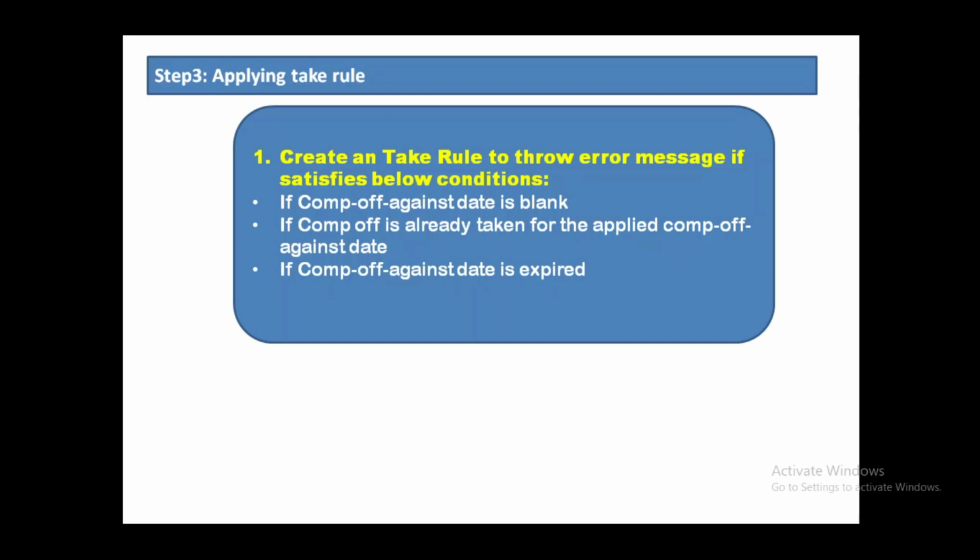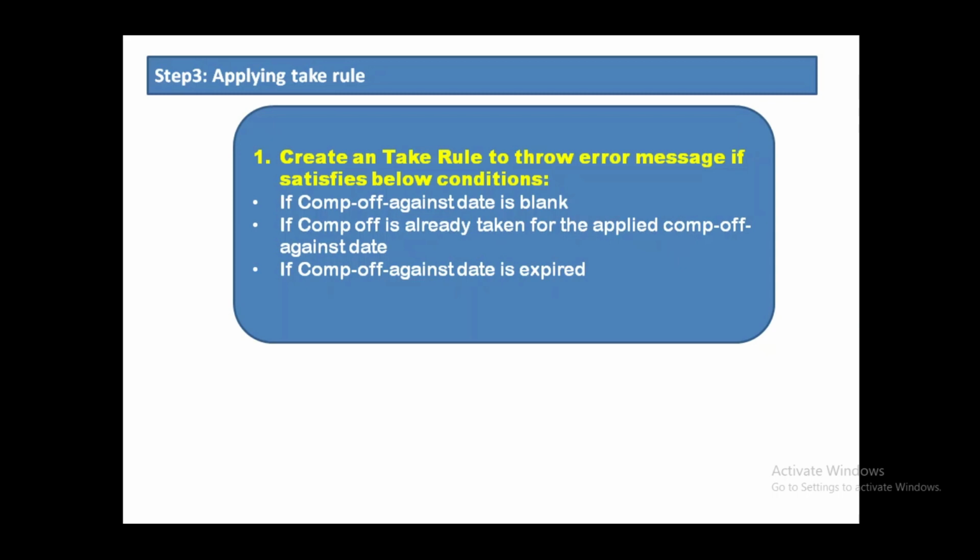Then the take rule will check if comp off is already taken against the applied comp off against date or not. Means for 1st Jan 2018, which is a holiday of that employee, the employee has worked on that holiday and already taken a comp off against that date. So again the employee cannot take any comp off against that date. So that check also we need to apply.